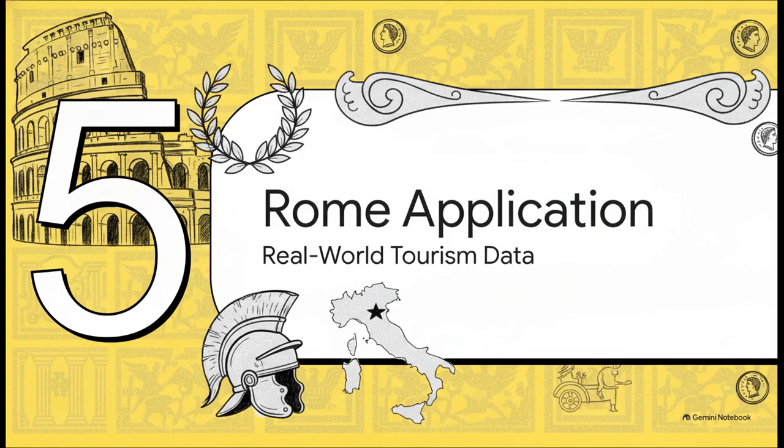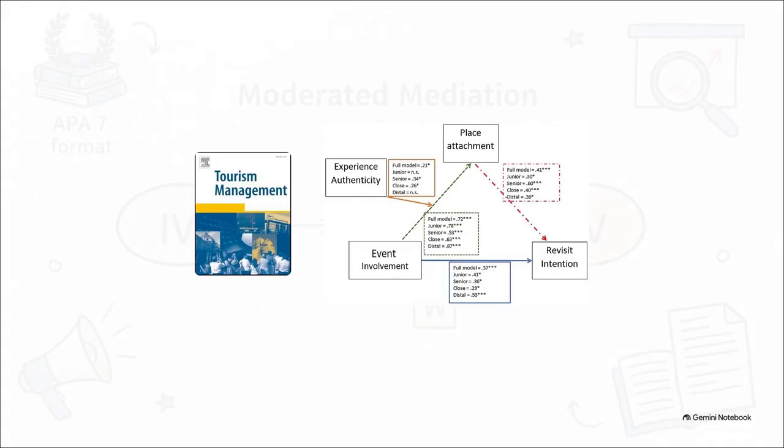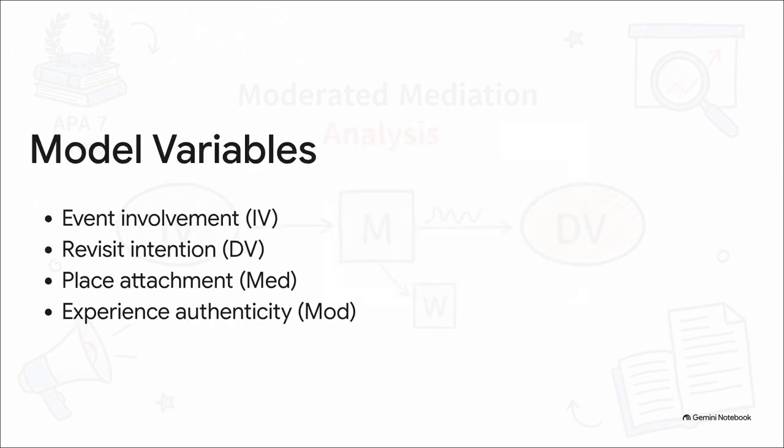Let's see what this looks like in practice with Section 5, Real-World Application, Rome. Let's ground all this textbook theory in a really fascinating real-world example about Roman heritage tourism. Researchers publishing in the journal Tourism Management wanted to know what actually drives a tourist's intention to revisit Rome. To figure it out, they used a moderated mediation model to test their specific behavioral drivers. Here's exactly how they mapped out their variables.